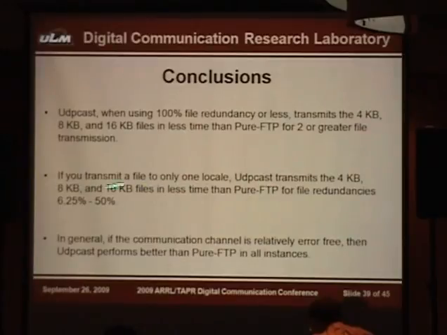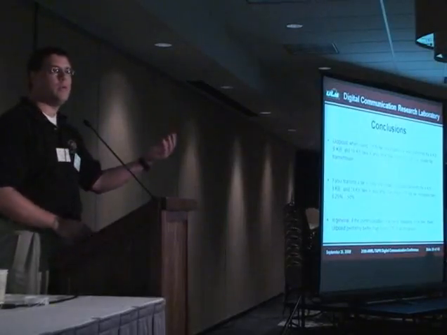Now the caveat then is if you're only going to transmit, you only got 2 participating nodes, I expect then that with the larger files, pure FTP, at least in the 16K portion, is going to perform as well or better than UDPcast for that scenario. Now, if you have the redundancies down to 50% and less, then UDPcast still performs better. Now, I don't know how that would play out with 32K or 64K files.